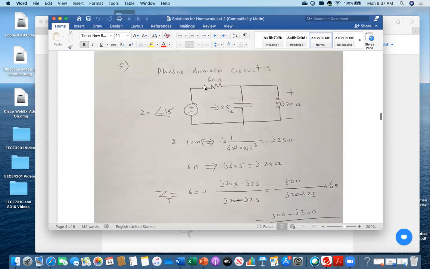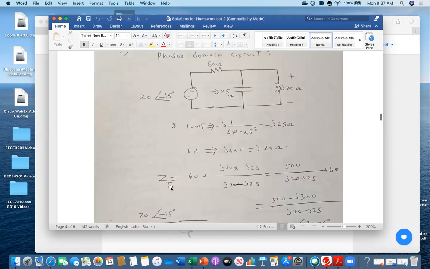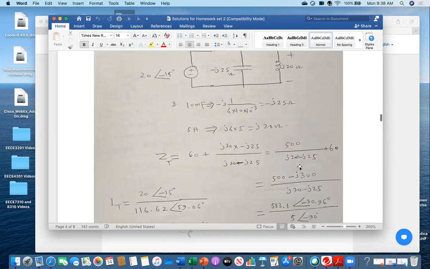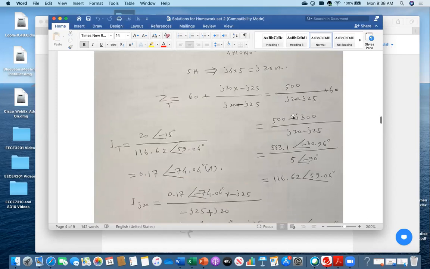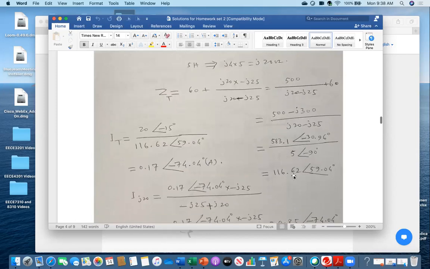So let's look. To find out the total current at first, first find out the total impedance. What is the total impedance? This is in parallel with this one and in series with 60. So I am doing ZT, total impedance, this 60 plus the parallel of this one. So how to do parallel? This multiplied by this and divide by this plus this. And then I am calculating. I got the ZT value in polar form, 116.62 angle 59.04 degree.